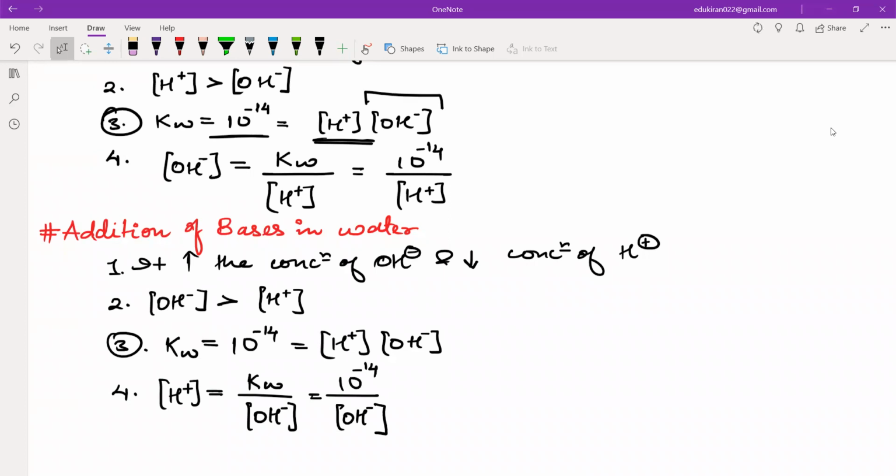Right, these 4 points, let me know if you're done. Then we will talk about the pH scale. Then in the pH scale, we will learn about log. After log, today's class is done, then we will meet tomorrow. Write this down.